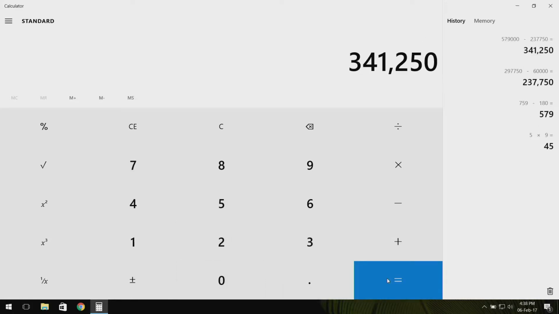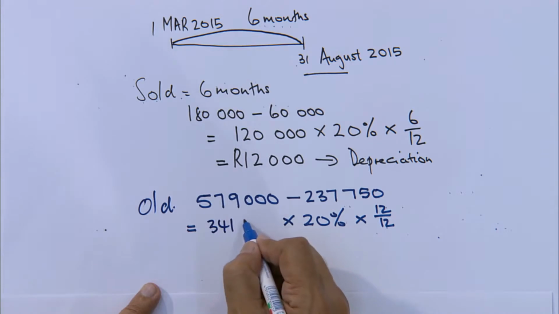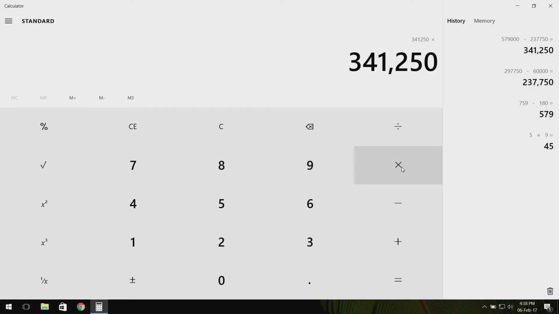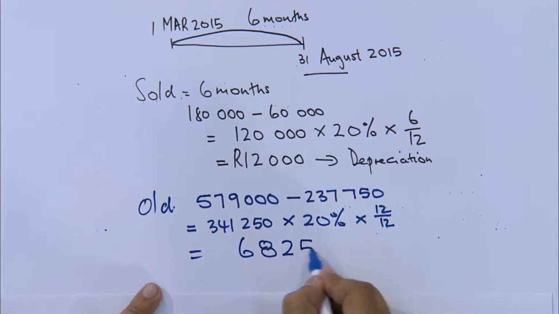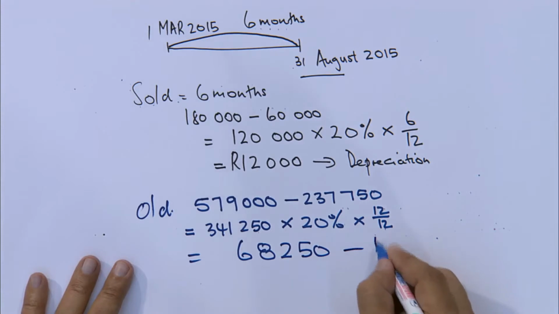Right, that gives me 341,250. Then we're going to multiply that with 20%. And the answer is 68,250. Okay, so that will be the depreciation on the old vehicle.